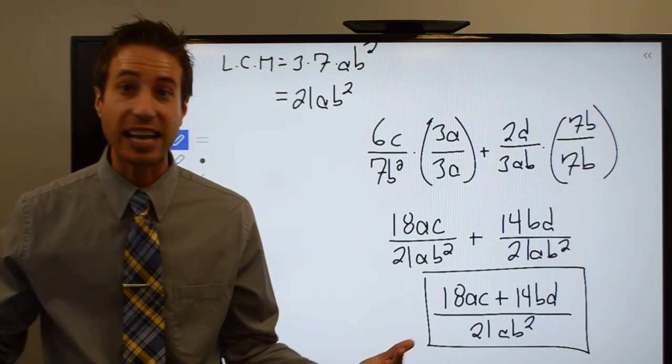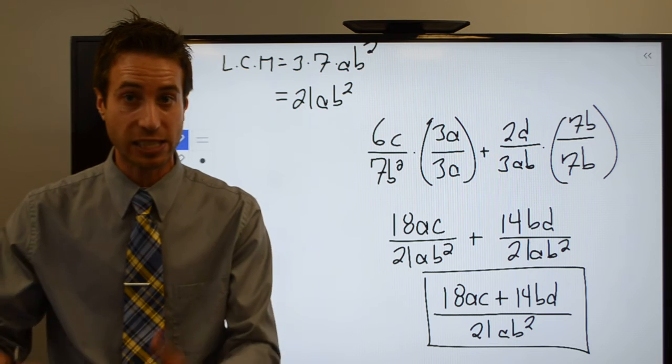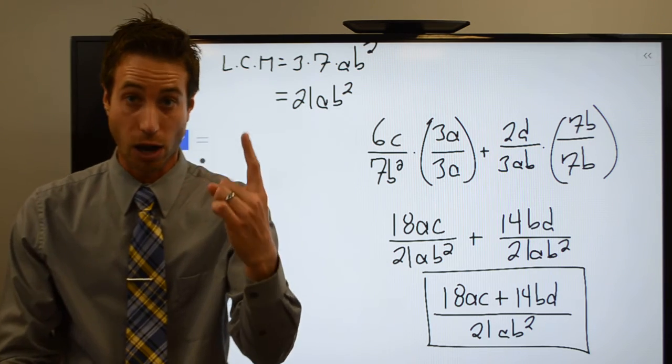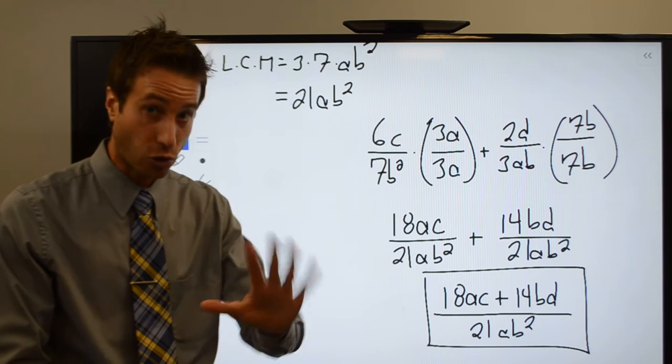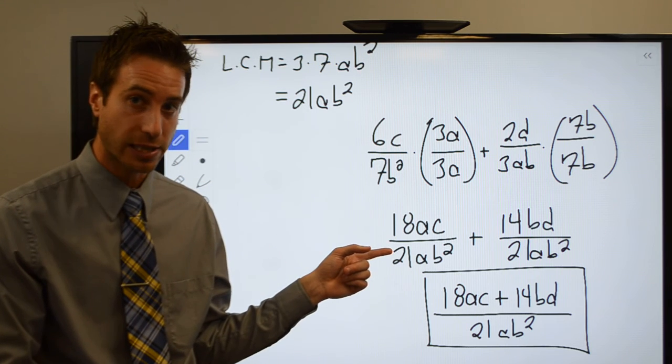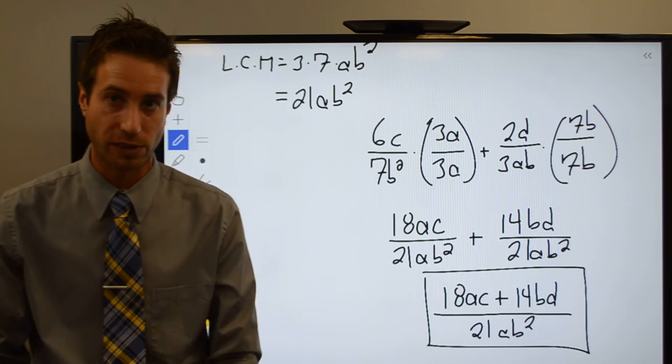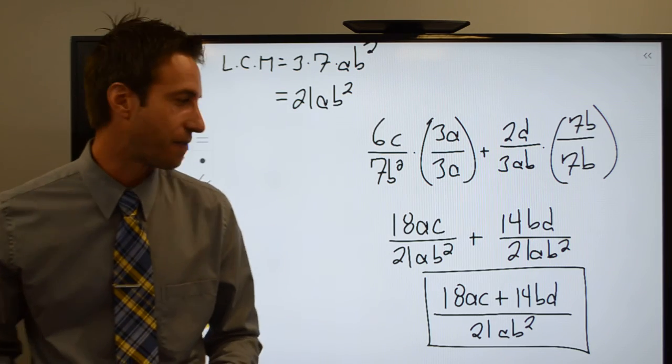Why? Because I use the LCM. I use the least common multiple. So the only thing these guys have in common is a 1. Trust it. When you use the LCM as the common denominator, your answer will be in simplest form. There won't be anything that you can factor out.